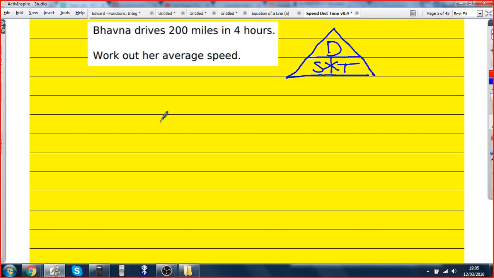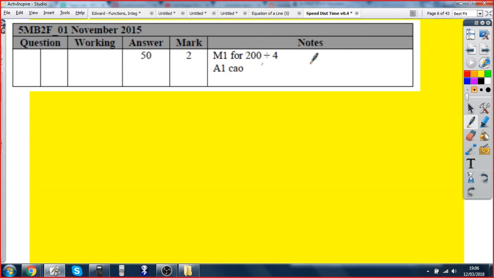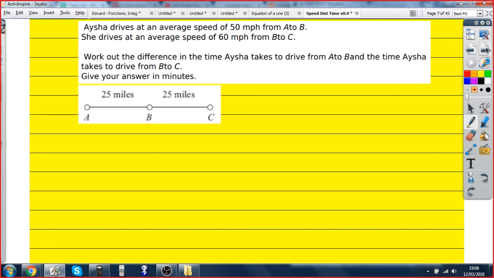So would you do 200 divided by 4? Yeah, and this one's non-calc. So 50? Yep. 50, so that's miles, that's hours, so 50 miles per hour. Okay, let's read that one.